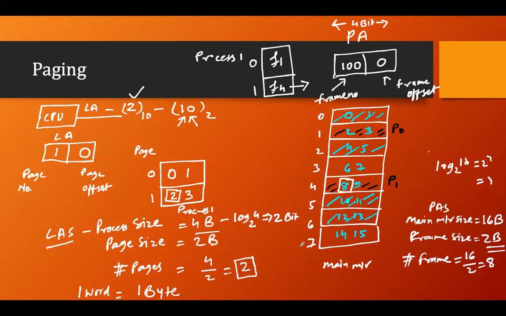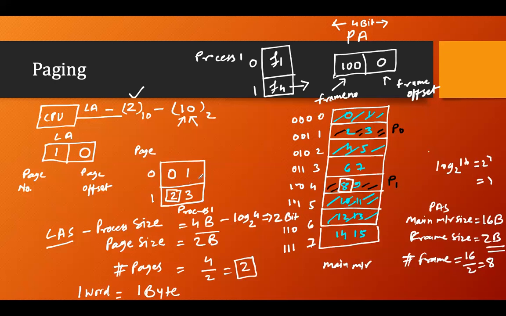Why 3 bits for the frame number? Because what is the frame number? Frame number is from 0 to 7. So how will you denote 7? 7 will be 1, 1, 1. 6 will be 1, 1, 0. 5 will be 1, 0, 1. 4 will be 1, 0, 0. 3 will be 0, 1, 1. 2 will be 0, 1, 0. 1 will be 0, 0, 1. And 0 will be 0, 0, 0. In that way, we represent in terms of 3 bits. So here we required 3 bits, and here we require 1.